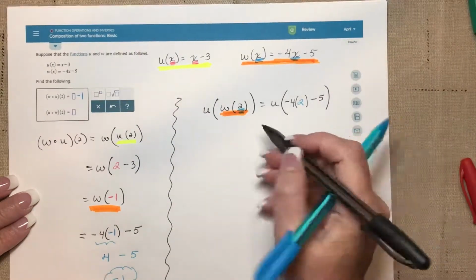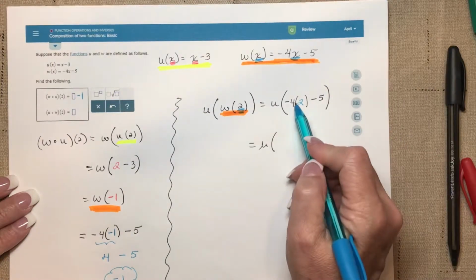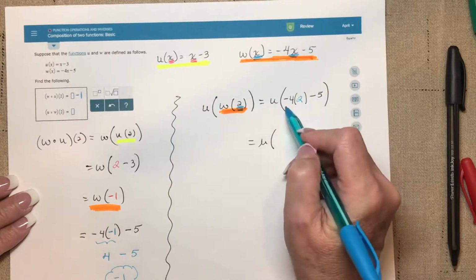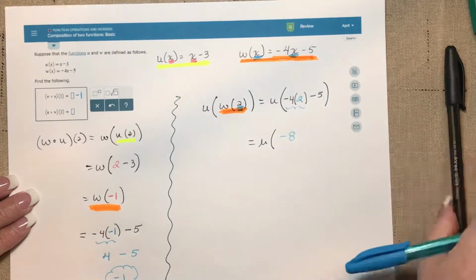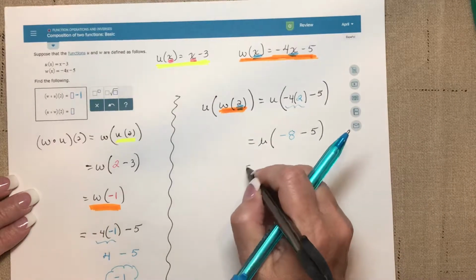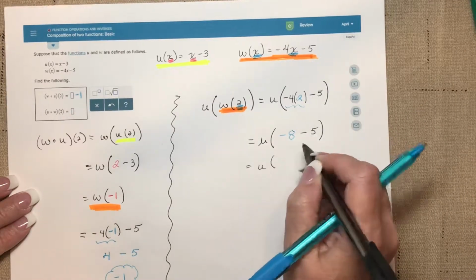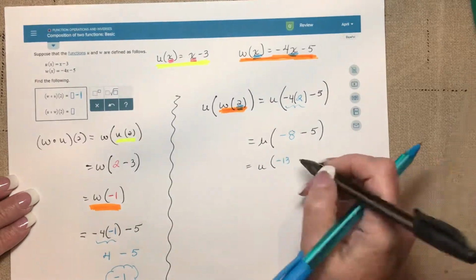And I'll just do order of operations again. You multiply before you subtract. So negative 4 times 2 is negative 8. And then I'll take negative 8 minus 5. And negative 8 minus 5 is a negative 13.